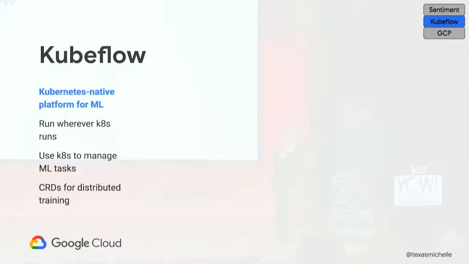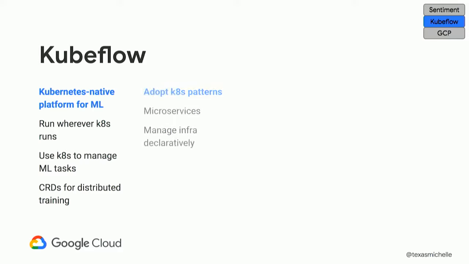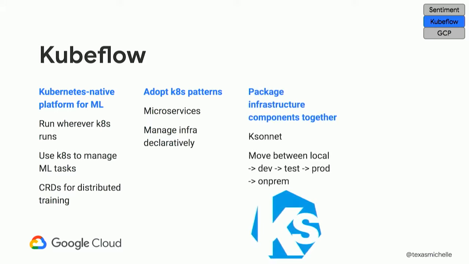And fundamental to Kubeflow is that it runs anywhere you run Kubernetes. That could be Google Cloud. That could be your own cluster on-prem, Minikube, wherever. It uses open source Kubernetes APIs to manage some of your machine learning tasks, some of the common ones. And it does this by providing custom resource definitions for doing things like distributing your training. It adopts some of those familiar Kubernetes patterns, like the model of having loosely coupled microservices and managing your infrastructure declaratively.